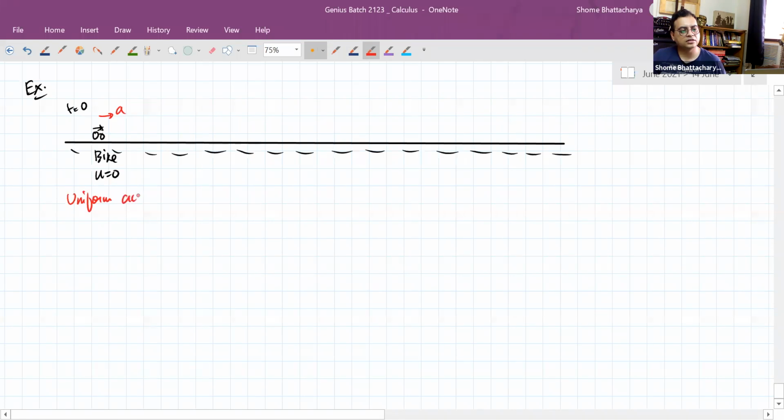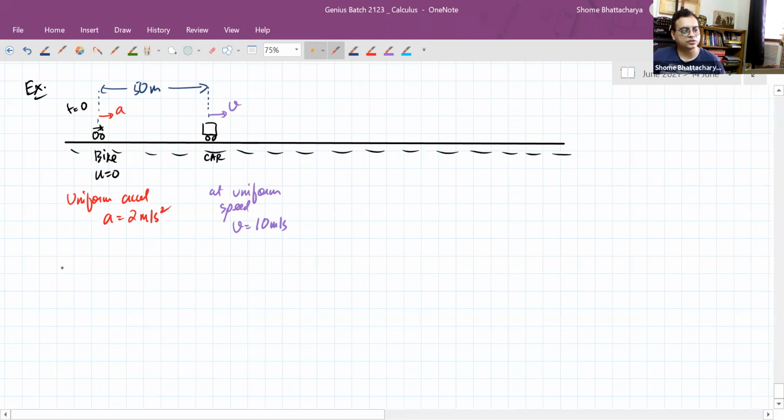So uniform acceleration of, let us say, 2 meters per second square. And at the same instant, we have a car, which is moving with a uniform velocity but has zero acceleration. So it is moving at uniform speed, b equal to, let us say, 10 meters per second. And at this particular instant, t equal to 0, the distance between them is, let's say, 50 meters.